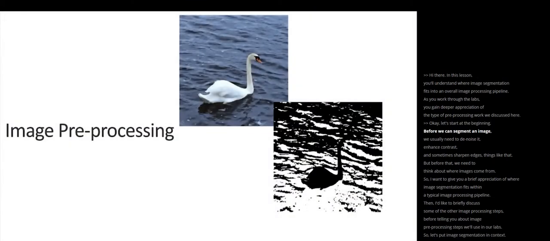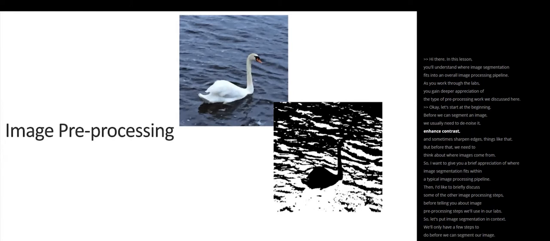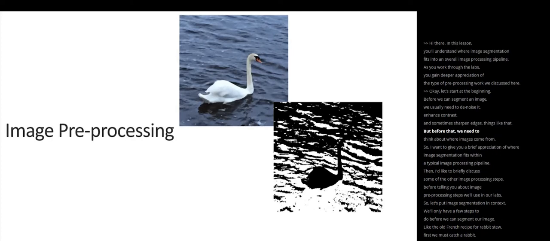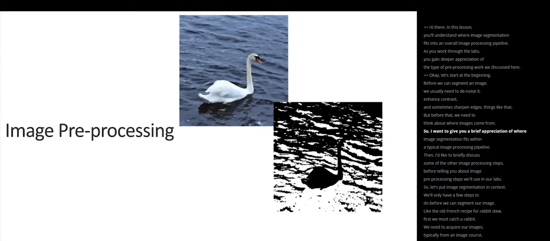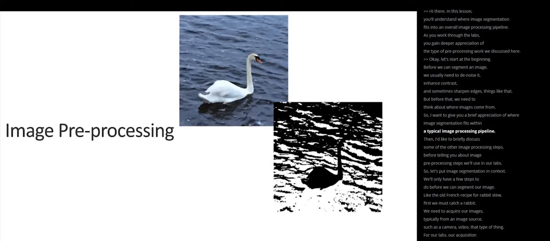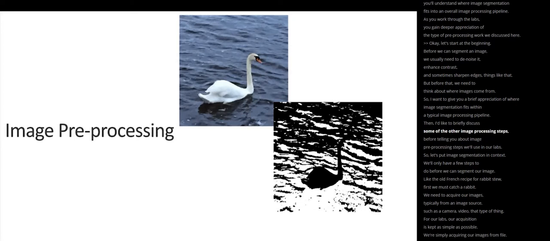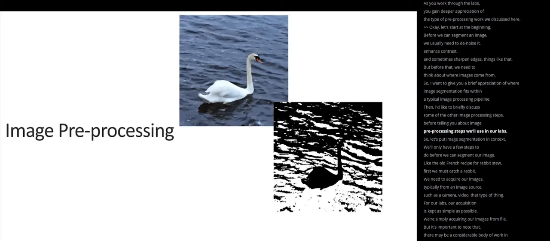Before we can segment an image, we usually need to denoise it, enhance contrast, and sometimes sharpen edges and things like that. And before that, we need to think about where our images come from. So I want to give you a brief appreciation of where image segmentation fits within a typical image processing pipeline. And then I'd like to briefly discuss some of the other image processing steps before telling you about the image pre-processing steps we'll use in our labs.